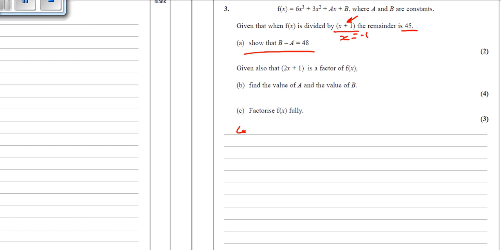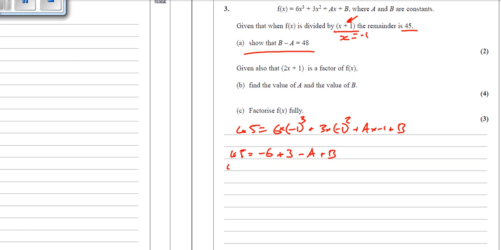So we're told that 45 is the remainder, and that's when we substitute in minus 1. So it's going to be 6 lots of minus 1 cubed plus 3 lots of minus 1, again in brackets, squared, plus a times minus 1, and then plus b. So 45 equals minus 1 cubed is going to be minus 1, times by 6 is going to be minus 6. Minus 1 squared is going to be 1, times by 3 is going to be plus 3. A times minus 1 is going to be minus a, plus b.